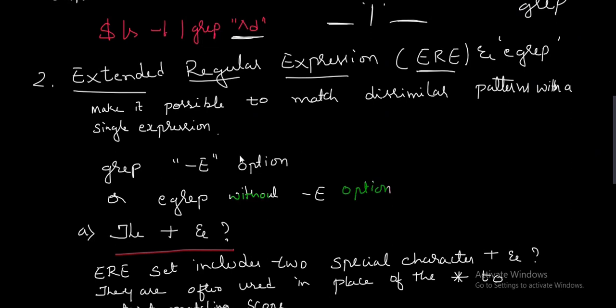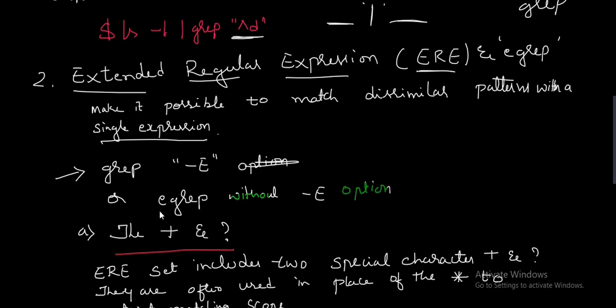Now how do we represent this? Listen here. It is possible to match dissimilar patterns with a single expression. All dissimilar patterns you can match with one simple expression, and that is nothing but using extended regular expression. Which command do you use? One method is grep followed by the minus E option, then you specify the pattern and also the file name. That is one way.